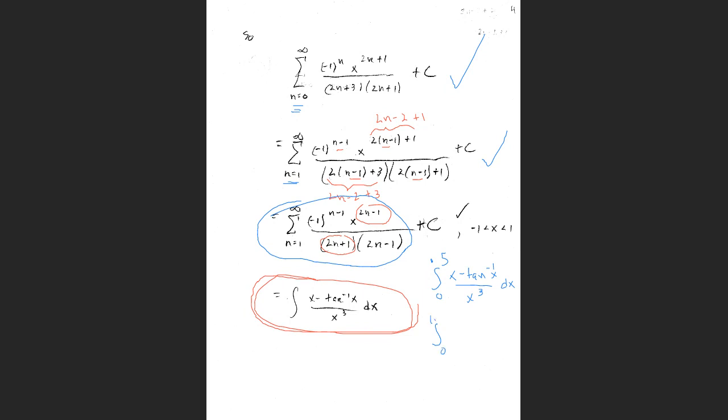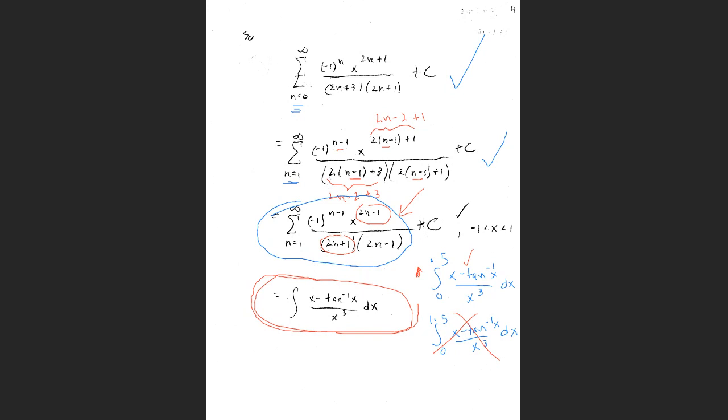But if we wanted to do the definite integral where our limits are from 0 to 1.5, that we can't do using this power series. Why is that? What's the problem? It's not in the convergence interval. That's right. The first integral is good.